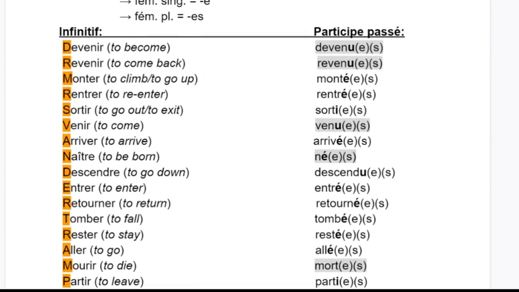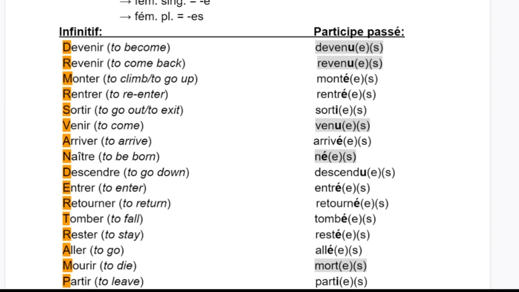and Mrs. Vandertramp verbs. So the D stands for devenir, and that means to become. And the past participle is devenu, and if you need to add an E, you add an E. If you need to add S, you add an S. Revenir, revenu, monter, monté, rentrer, rentré, sortir, sorti, venir, venu, arriver, arrivé, naître, né, descendre, descendu, entrer, c'est entré, retourner, retourné, tomber, tombé, rester, c'est resté, aller et allé, mourir et mort avec un T et parti avec un I.